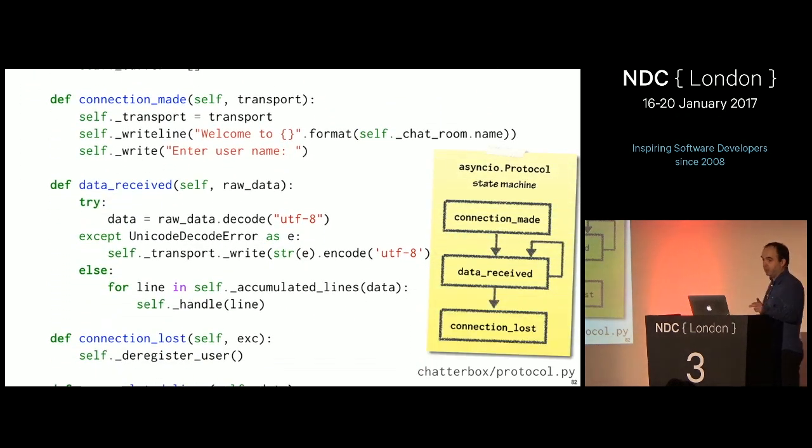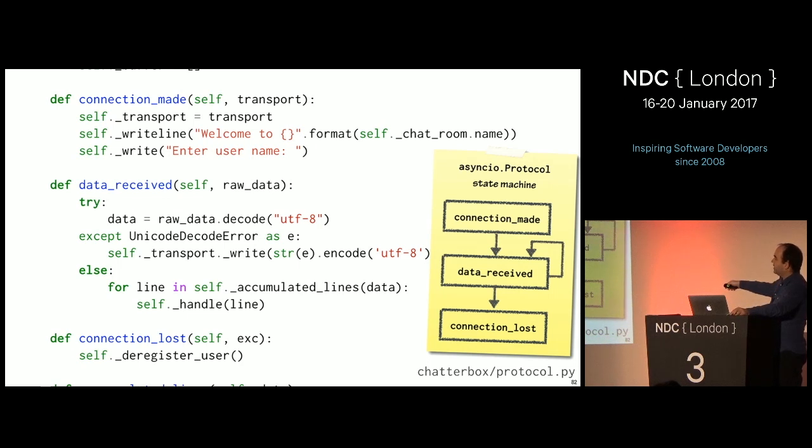And it's extremely simple. There's basically this state machine, right? It's going to call connection_made exactly once. It's going to call data_received as many times as necessary, and it's going to call connection_lost exactly once. It's very simple. So these three methods are really all you need to implement an asyncio protocol. It's very straightforward. So when a connection's made, I get a reference to the transport from asyncio. I write hello, welcome to the chat room name, and I ask them to enter their username.